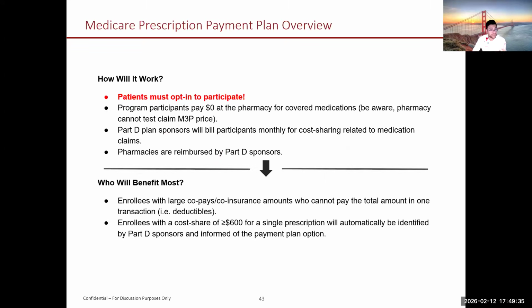You have to opt in if you want to use this program. The pharmacy can't do it. You can't do it at the time of picking up medicine. You have to call your insurance or go to your portal or send them a form where you enroll into the Medicare prescription payment plan. When you do that, again, you will directly pay your insurance. They will send you a bill. You do not pay anything at the pharmacy, and the pharmacies are paid by your insurance.